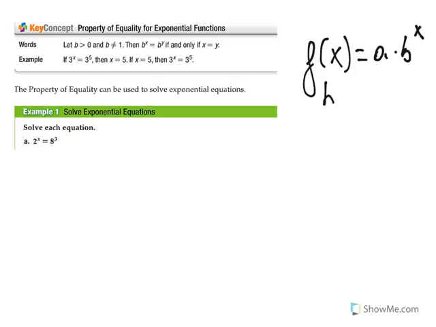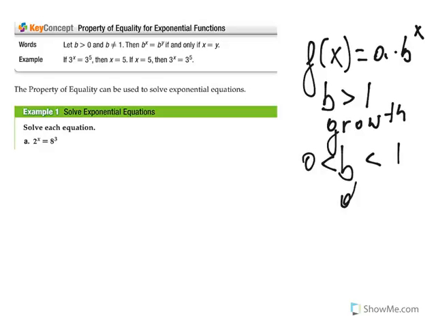You remember, if b is greater than 1, we have growth, the graph grows, and if b is between 0 and 1, greater than 0 but less than 1, we have exponential decay. So in this lesson we are going to use the property of equality to solve exponential functions.